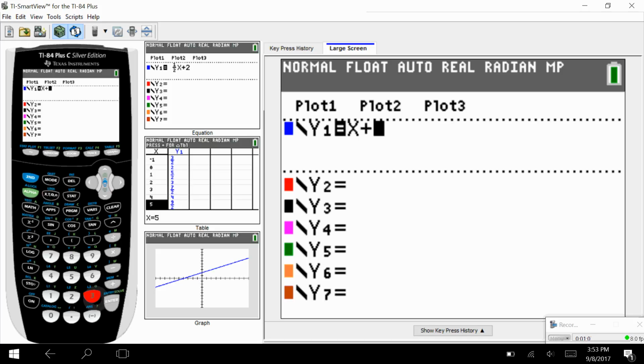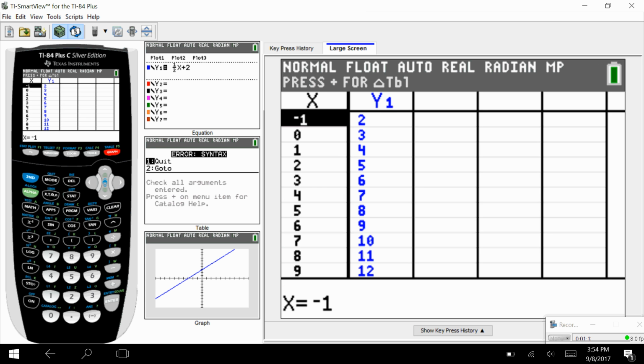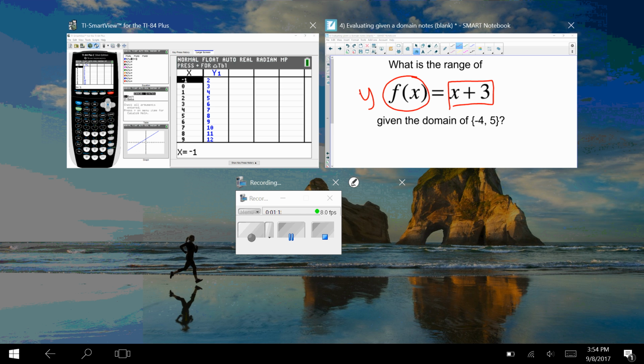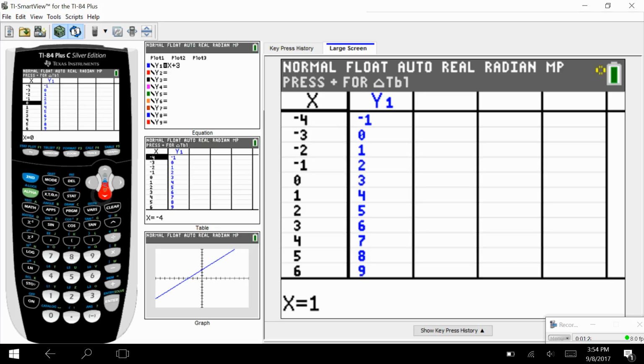X plus 3. And we're going to go to our table today. We do that by hitting second graph. And we want to evaluate for the values of -4 and 5. So we go up, when x is -4, y is -1. And when we look down, when x is 5, y is 8. That means my input of -4 and 5 yields an output of -1 and 8.